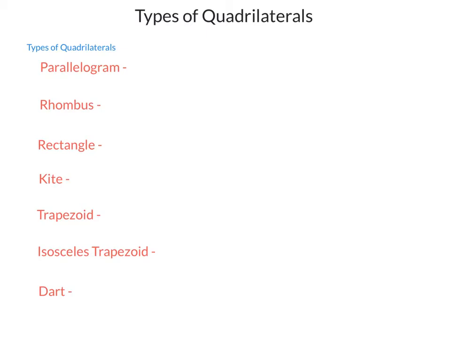Here we have a list, so let's start defining their characteristics. First up is parallelogram, which is any quadrilateral that has two sets of opposite parallel sides. Next, we have our rhombus, which is a quadrilateral that has four congruent sides, or in other words, all sides are of the same length.